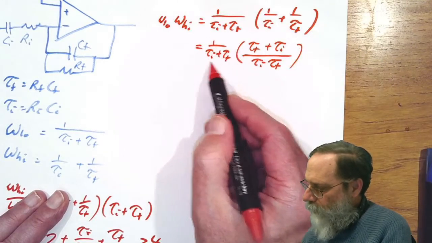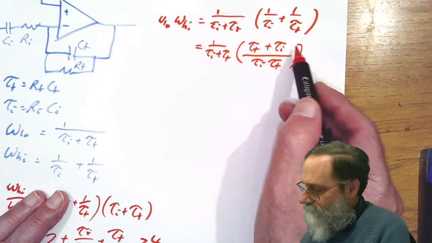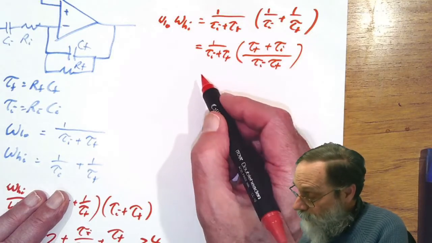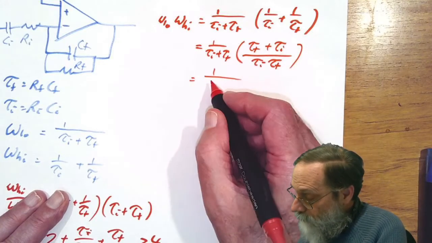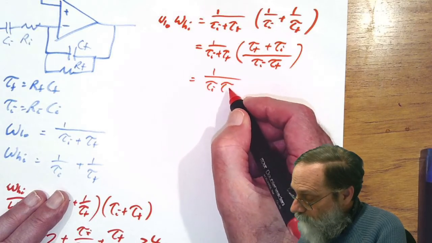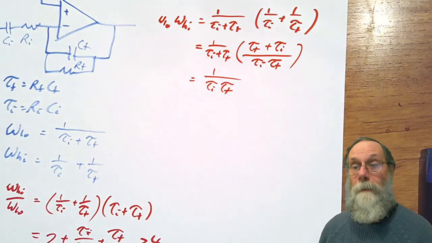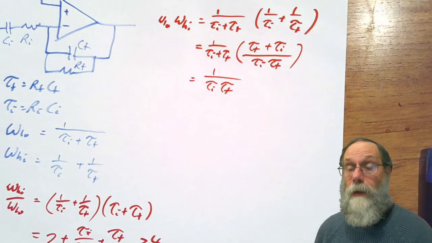But now we have the 1 over tau I plus tau F and the tau I plus tau F on top here. Those cancel. And we get that the product of them is just 1 over the product of the time constants. And that's really very nice.